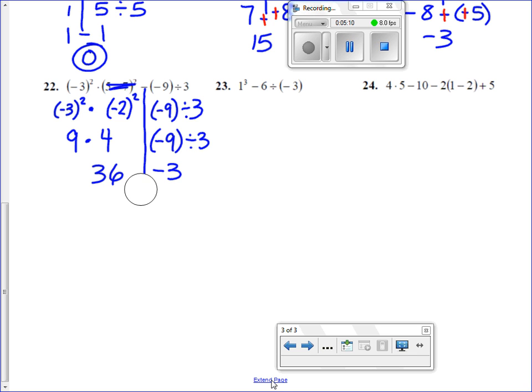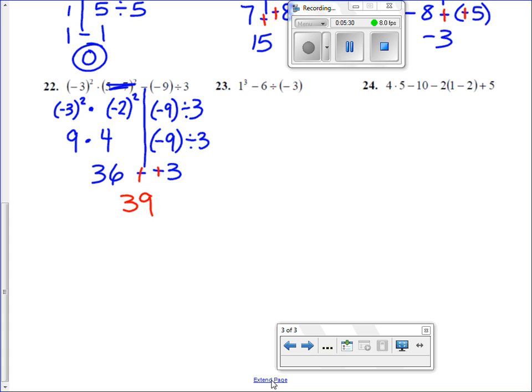Now I can go ahead and put in the subtraction sign from the problem. But we don't subtract, we have to change it to add positive 3. 36 plus positive 3 is going to give us 39.